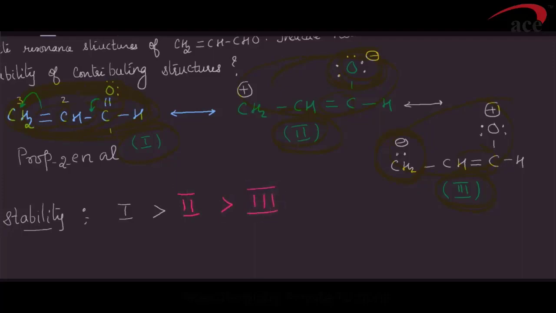I repeat, in structure 2 the negative charge is on the more electronegative atom and the positive charge on the more electropositive atom, whereas structure 3 generally does not contribute much because oxygen has a positive charge. In structure 2, oxygen has a negative charge. The oxygen carrying the negative charge should be more contributing, and in structure 3 the carbon has the negative charge, and therefore structure 3 is least stable. And structure 1 is most stable.